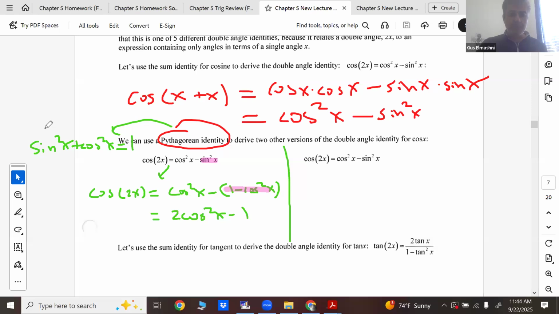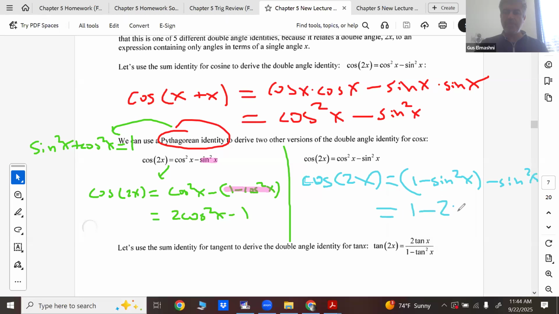So by the same token, I can say this. Cosine 2x. Now replace this cosine squared with what? Yeah, 1 minus sine squared, like that. So that becomes this, right? So that's yet another variation. We need to have that flexibility, especially when we're solving equations, double angle, or verifying identities.